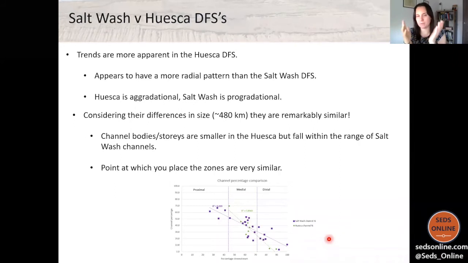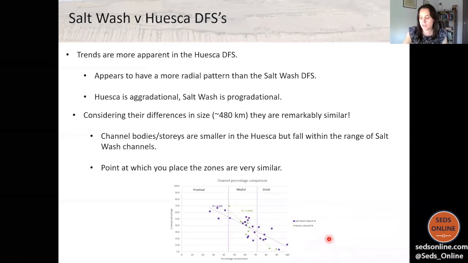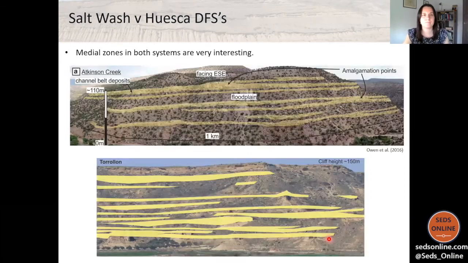So we define them as proximal, medial, and distal based on the overall architectures of the deposits, in line with, for example, the grain size and things like that. We use a whole range of different data sets. I plotted up where the proximal-medial zone would be for both of these systems, and they fall within 5 to 10% of each other. They're really, really similar, which I think is quite incredible, that we've got these very different size systems, yet once we normalize the data, it really shows that potentially we've got quite a robust, scalable model here.